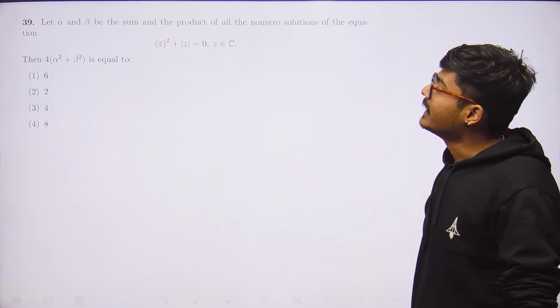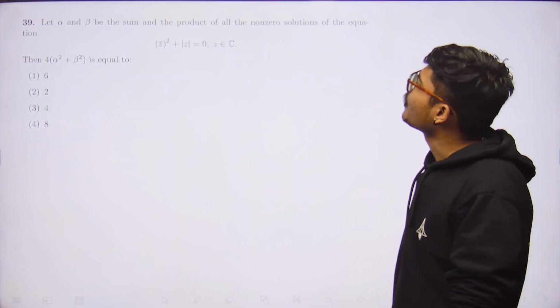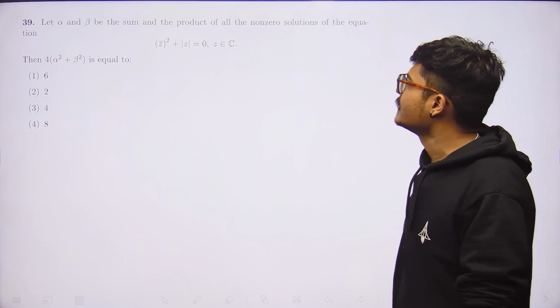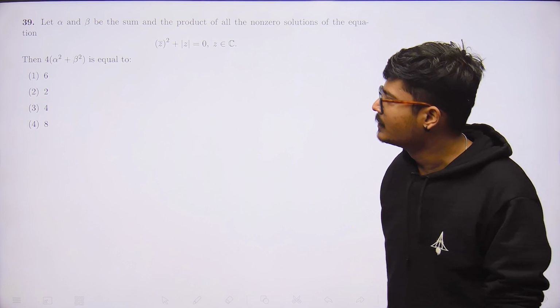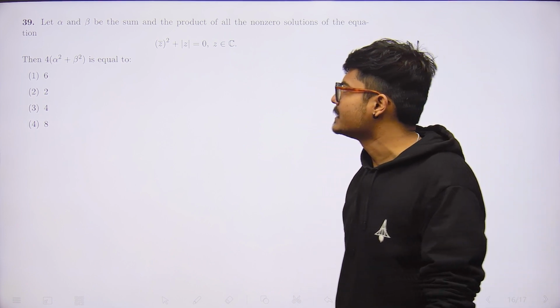Coming to question 39. Let alpha and beta be the sum and the product of all non-zero solutions of the equation z conjugate squared plus mod z equal to 0, जहाँ पे z is a complex number, then find the value of 4 alpha square plus beta square.